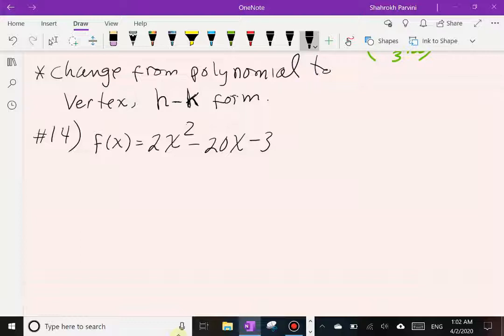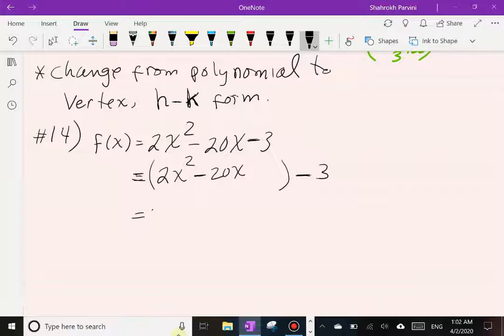So here's how we need to do this. First, we need to group the x terms together. So that's 2x² - 20x. I'm going to group them together, minus 3. I'm literally moving the negative 3, brushing it to the side. Now, next step, we need to complete the square in x. Remember the HK form, (x - h)², that's the square of a binomial. So I need to create the square of a binomial here.